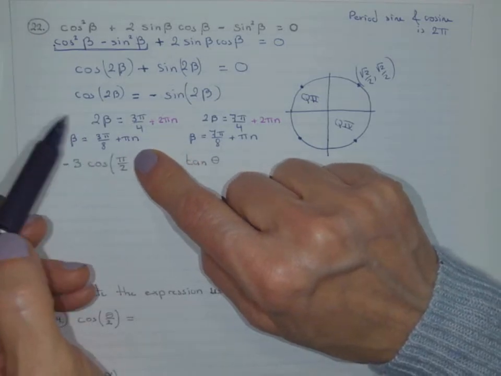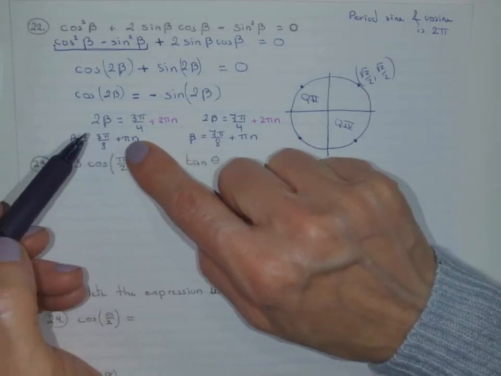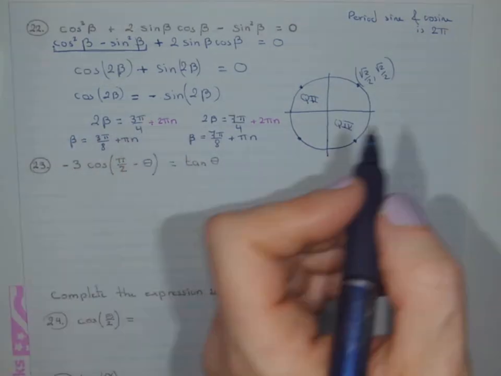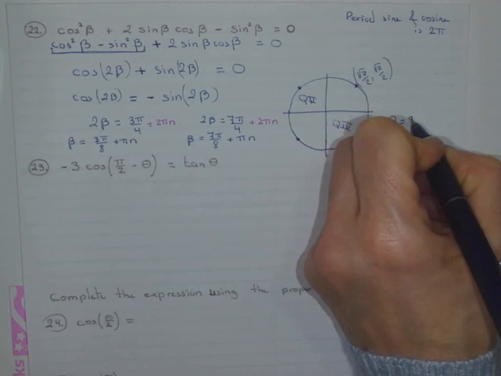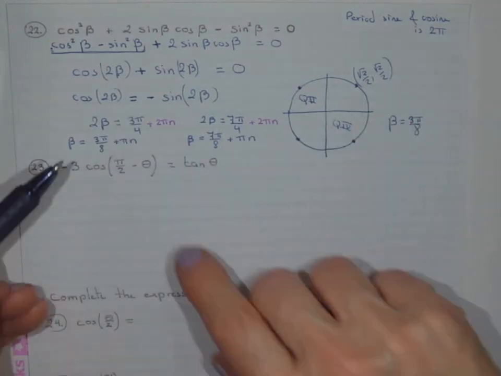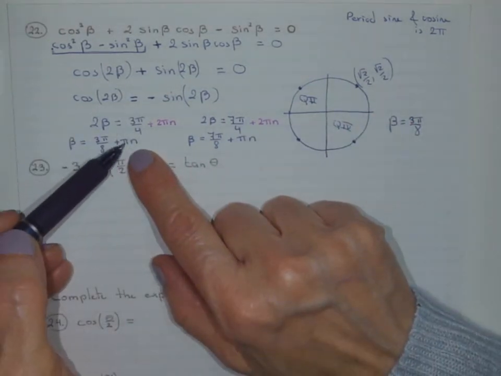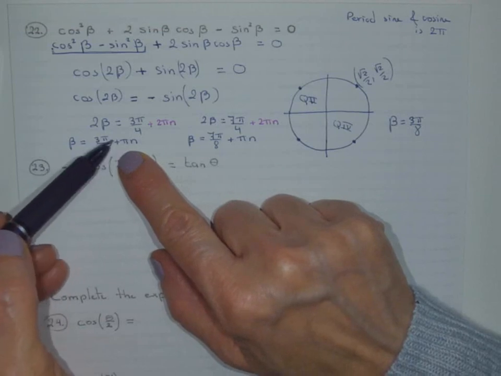like 0, 1, 2, 3. When n is 0, well, 0 pi is 0, so we have 3 pi over 8. So let's put all our angles possible here. Beta is going to be equal to 3 pi over 8. When n is 1, I'll have that plus pi, right?